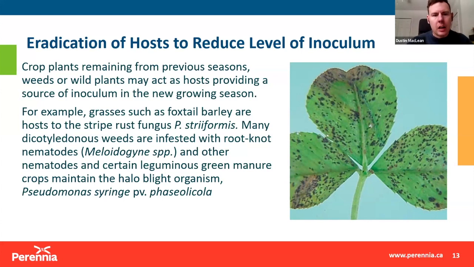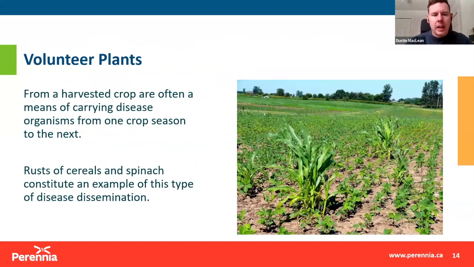Many dicotyledonous weeds are infested with root knot nematodes and other nematodes, and certain legume green manure crops can maintain the halo blight organism, which is caused by the bacterium Pseudomonas syringae pv. phaseolicola. Removing the overseasoning host will eliminate or reduce inoculum for the following season.